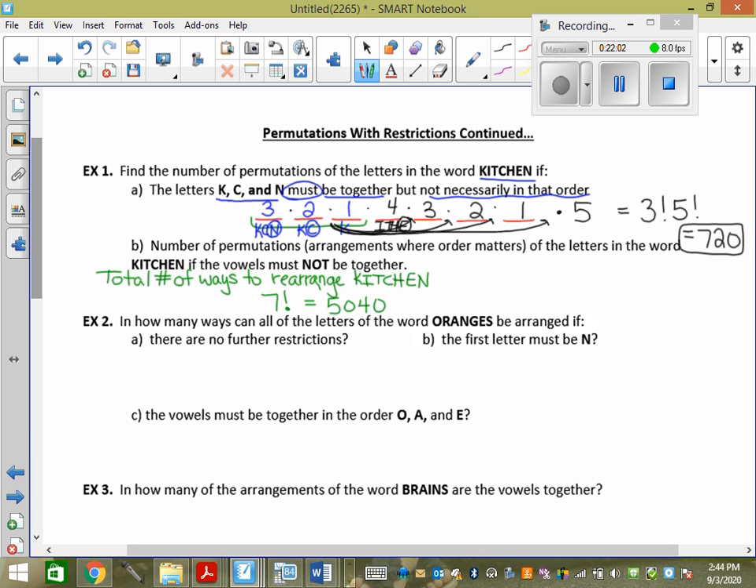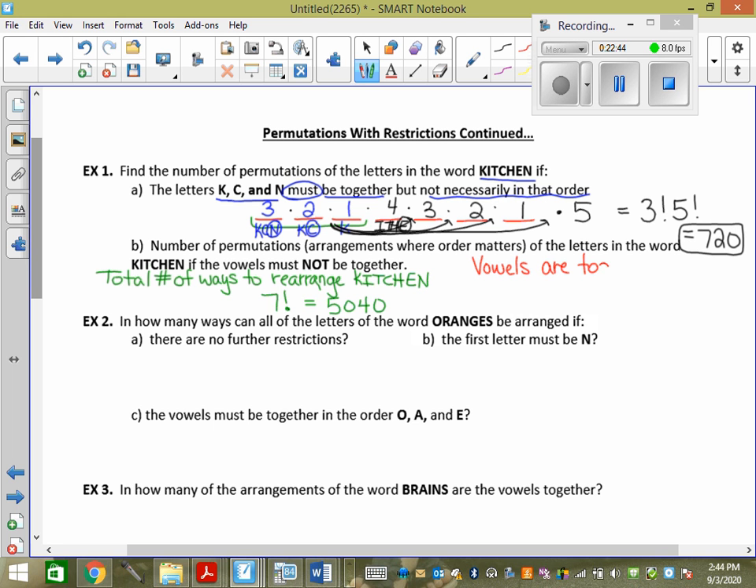If I subtract off all the ones in this class, I'd be left with whoever's left in this school, right? But not in this class. So if I want the ones where the vowels are not together, I'm going to take the total number of words of kitchen, which is 5040, and subtract off all the ways the vowels are together. And then what's going to be left over? Not together. It's like not in this class. Okay? So whenever you get a not together, it's a standard of excellence, and you have to do total minus them together. Okay? So let's figure out all the ways that kitchen's vowels are together.